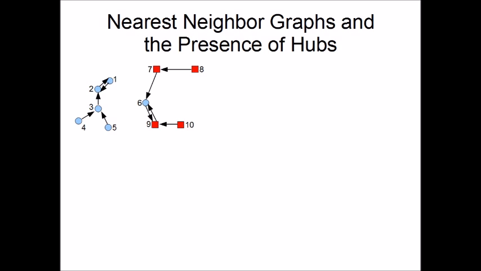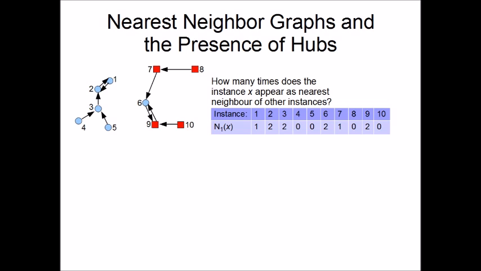As the nearest neighbor relationship is asymmetric, we may count how many times each instance appears as one of the k nearest neighbors of other instances. In this example, instance number 6 appears as the first nearest neighbor of two other instances, whereas instance number 4 never appears as nearest neighbor of any other instances.